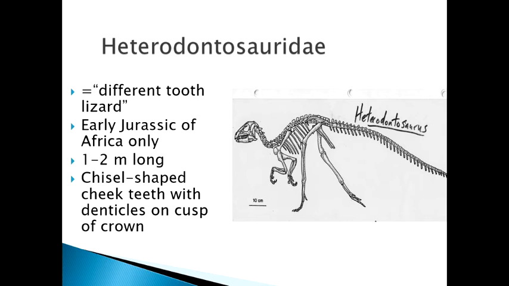They are present only in a very small time frame and in a very small location. The early Jurassic of part of Africa, they're a small thing, only 1 to 2 meters long. So bigger than a dog, certainly, but far smaller than a horse. And they had various chisel-shaped cheek teeth with denticles on the cusp of the crown. But, so those teeth right there would say this is an herbivore.